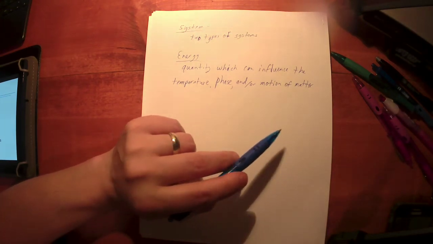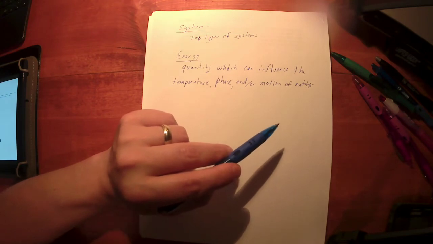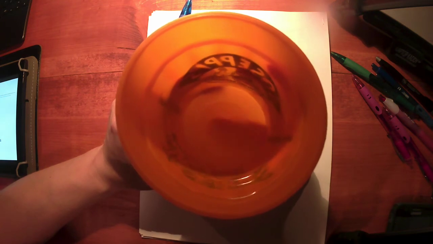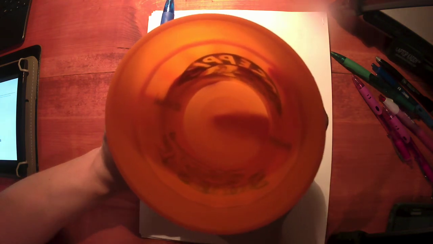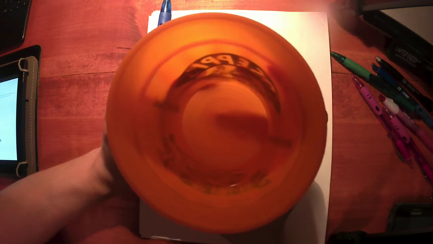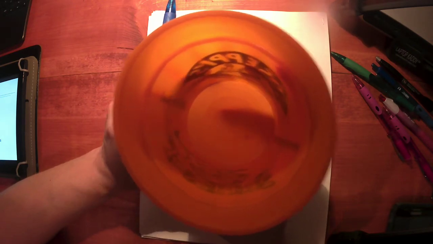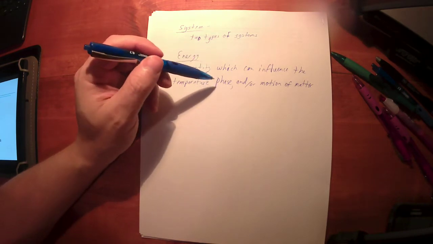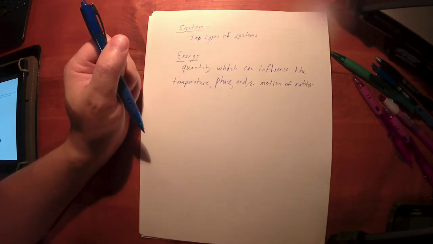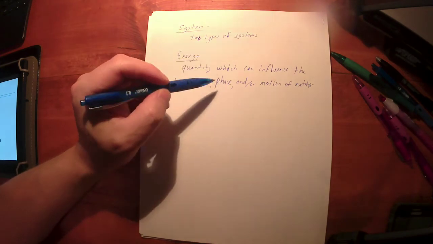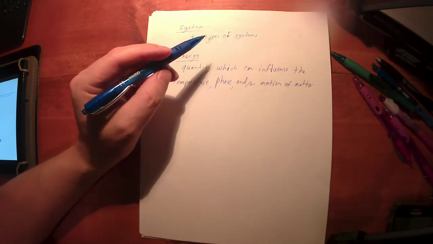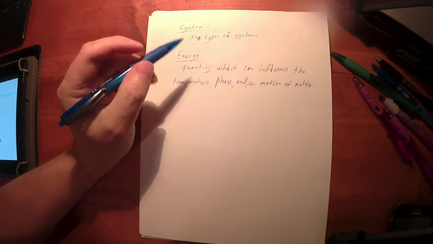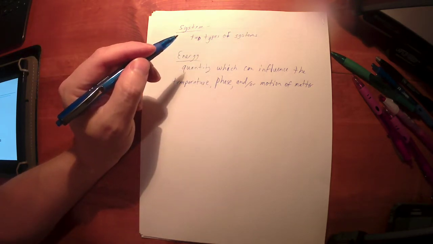I could also take this and set it over a fire, or just hold it in my hand. I'm going to be adding heat to this liquid. If I put it on the stove and I heat it up a lot, and I got to a point where I put so much in that it begins to boil, then I could change the phase of that water. Or if I put it in the freezer, I could remove so much energy I'd change the phase of the water and get it to ice, or I'd boil it off to steam. All of that is done through energy, various forms of energy.